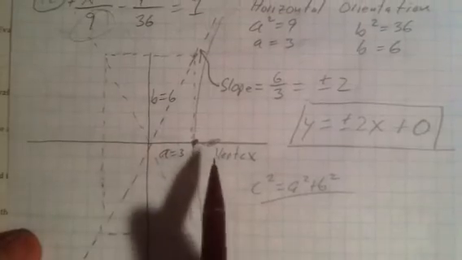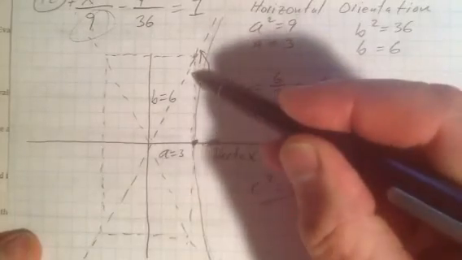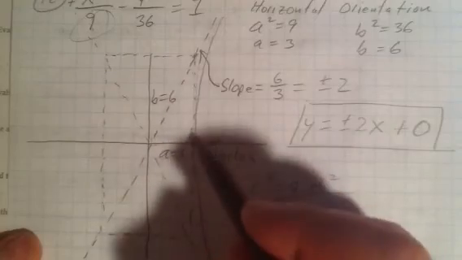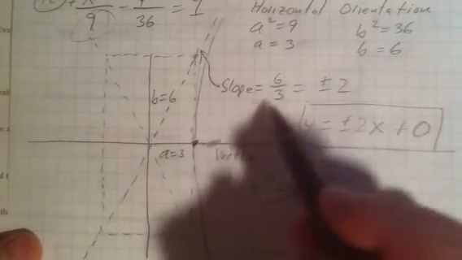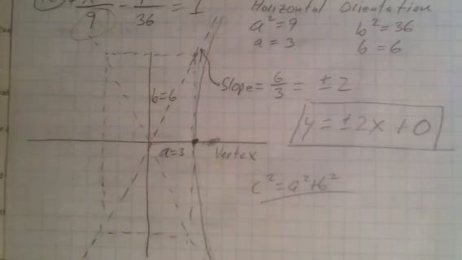All right. What I have here is, because I've drawn this little box, I know what that side of the box is. It's 6. I know what this side of the box is. It's 3. Oh, that is rise over run. So this asymptote has a slope of positive 2. This one has an asymptote slope of -2.